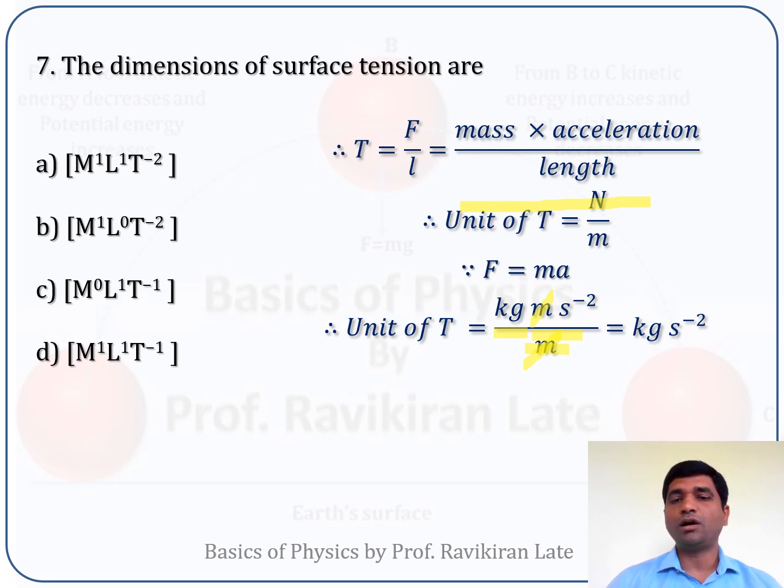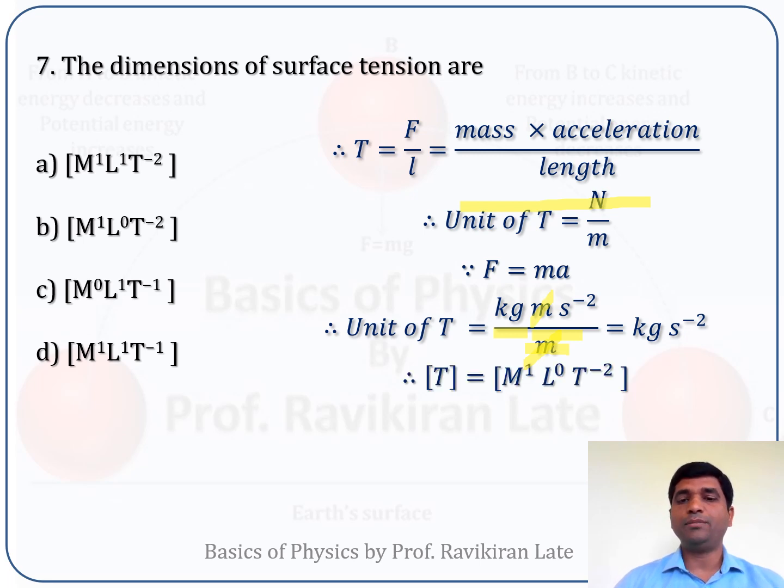So the unit of surface tension in terms of fundamental units is kilogram per second square. Now I need to write the dimensions in terms of the fundamental units M, L, T, that is mass, length and time. Kilogram is coming, so M raised to 1. Length is missing, as no meter or centimeter is there, so L raised to 0. And second raised to minus 2 is coming, so T raised to minus 2. If you look into the options, you can see that option B is the correct answer in this case.